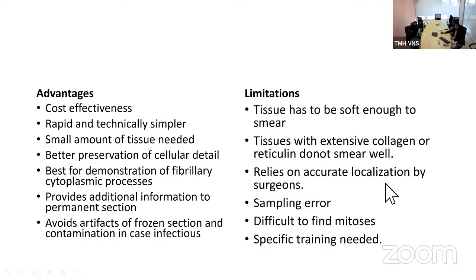It relies on accurate localization by the surgeon. Sometimes it is difficult for the surgeon to differentiate between the normal glial tissue and the tumor, especially in low-grade glioma. So we are dependent on their accurate localization, and we can misdiagnose some high-grade glioma when they are sampling some infiltrating front of glioma. We can misdiagnose that as low-grade glioma. Difficult to find mitosis in smear, and specific training is needed.